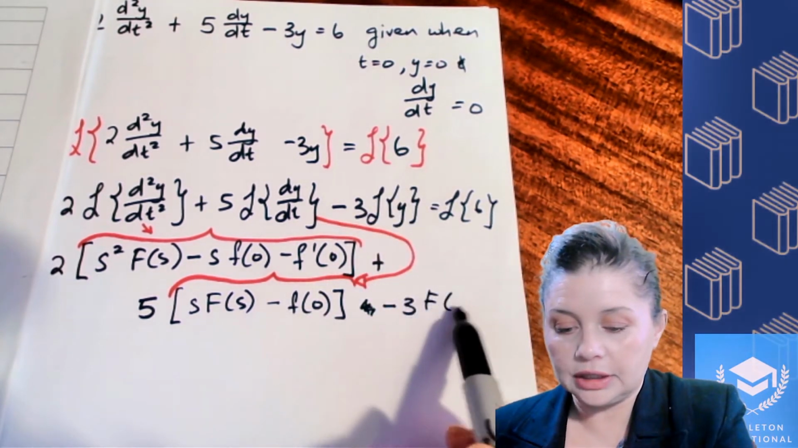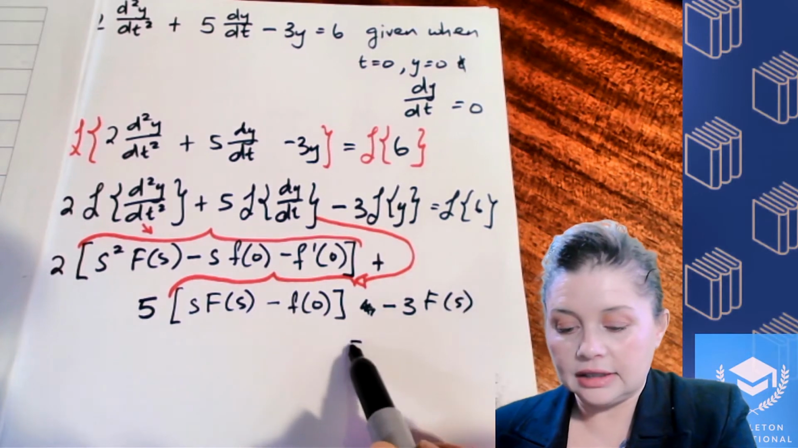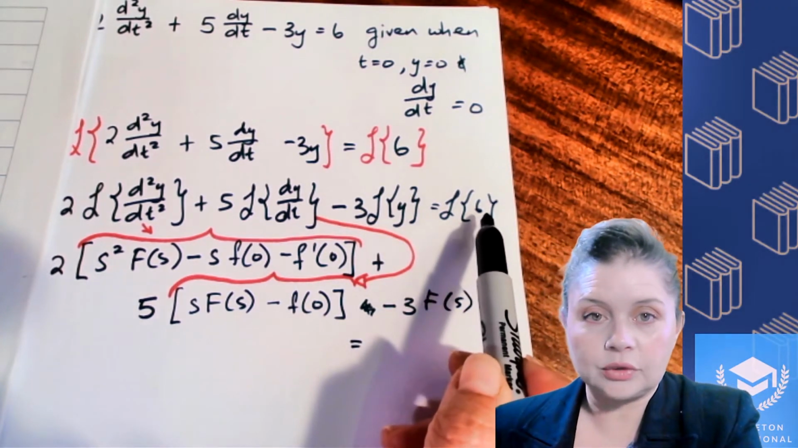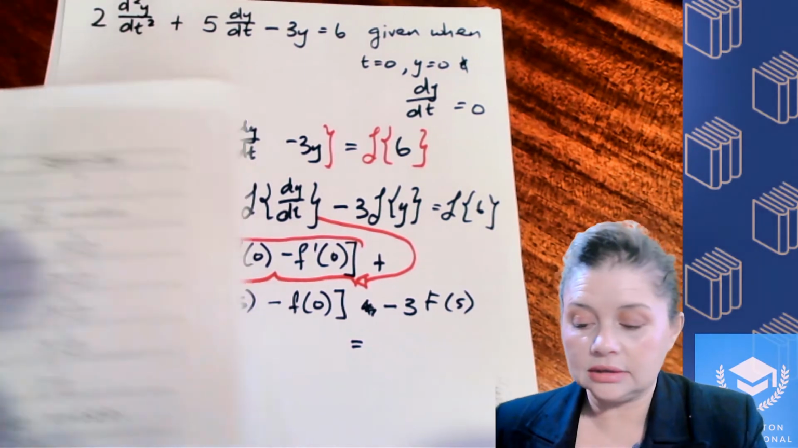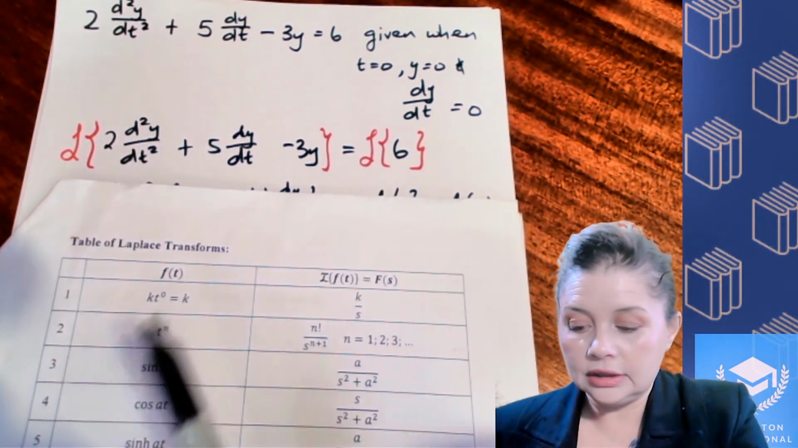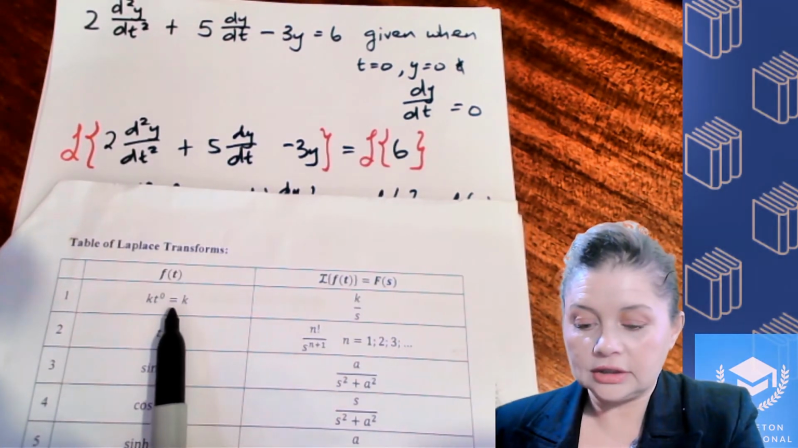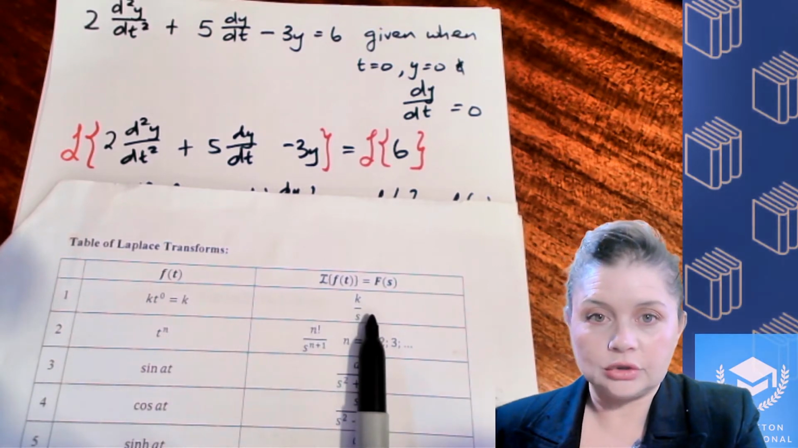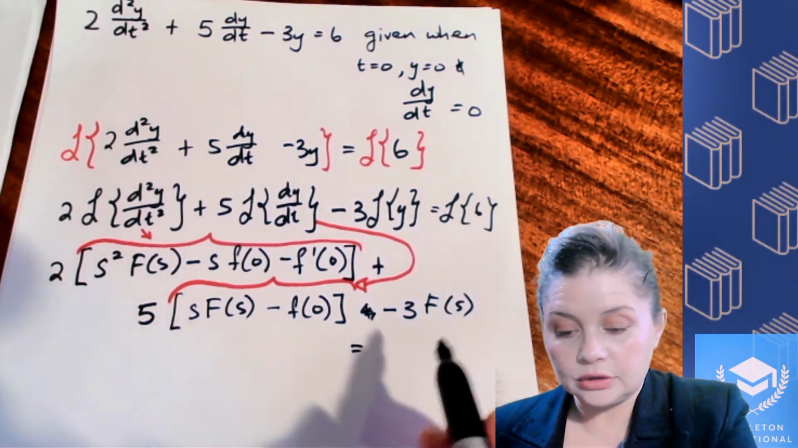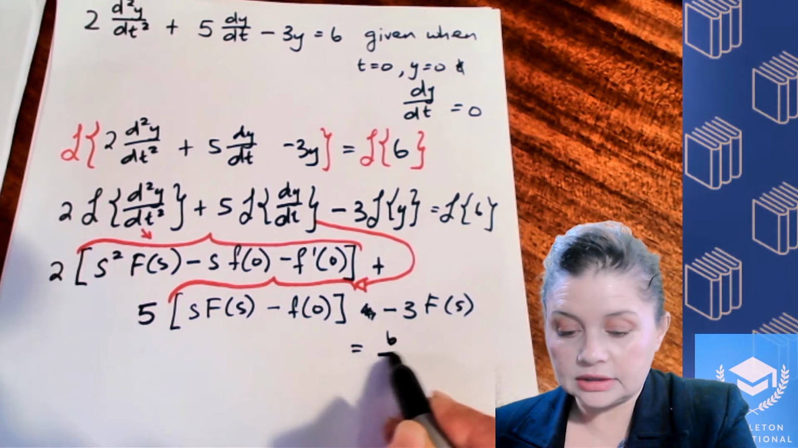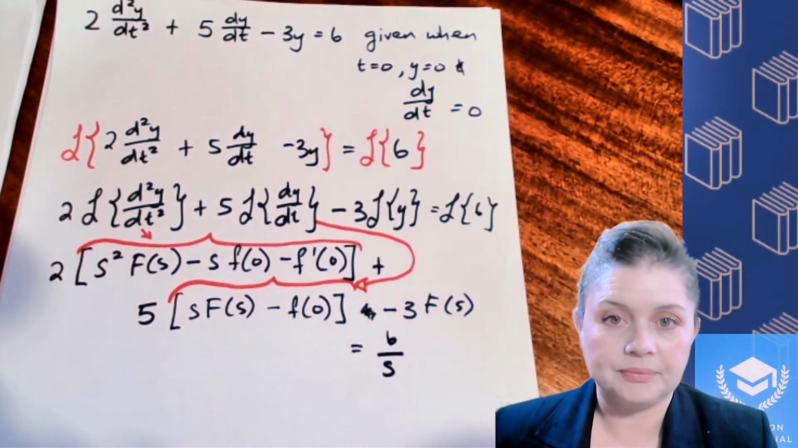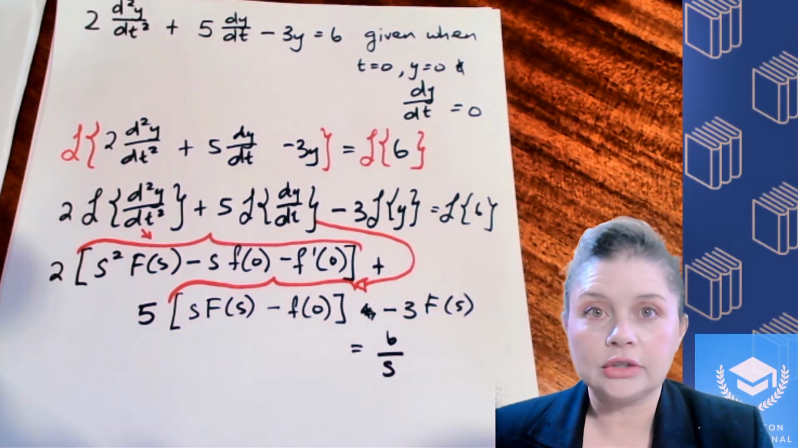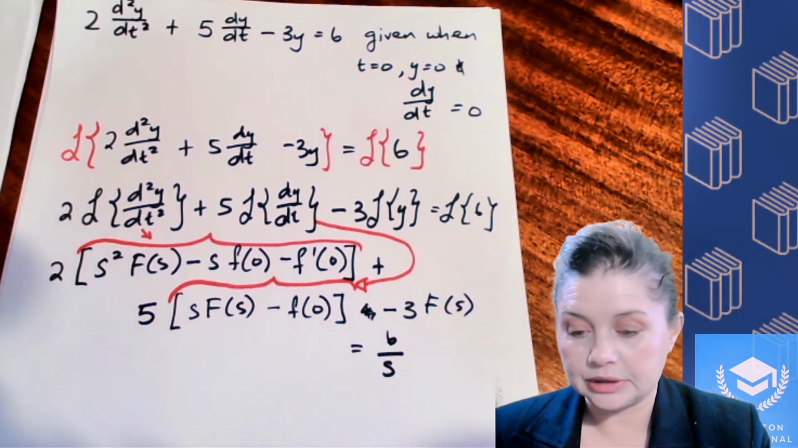so it is going to be F of s, and that is equal to the transform of 6, which is a constant. And if you look at your formula, where your value is a constant, it's going to be the first one on your table. So it's going to be 6 over s, right? And now we're going to simplify that and neaten it up a bit.